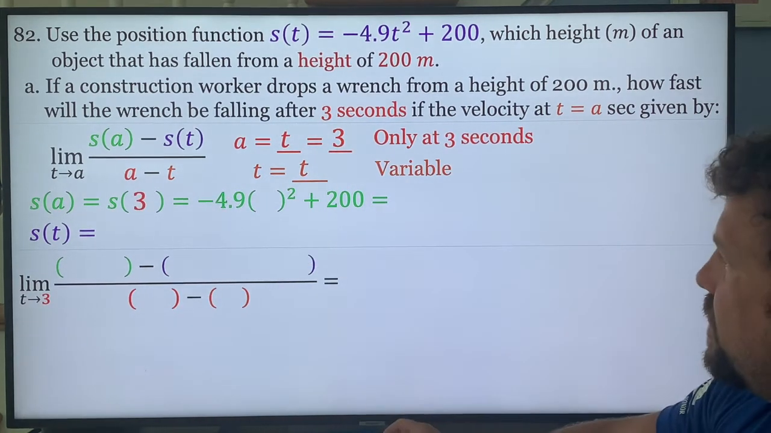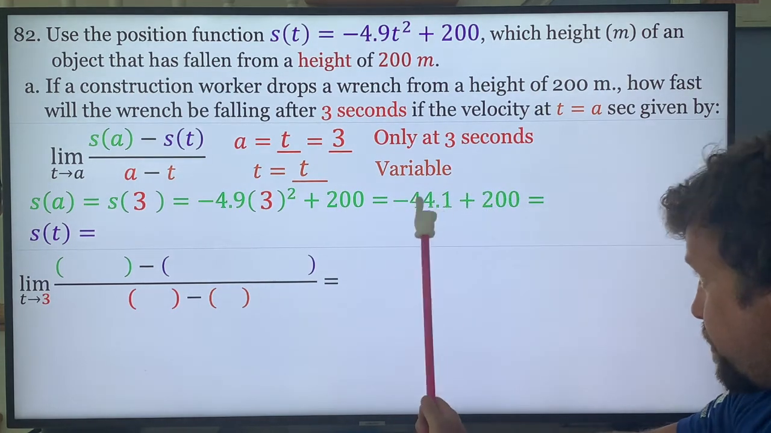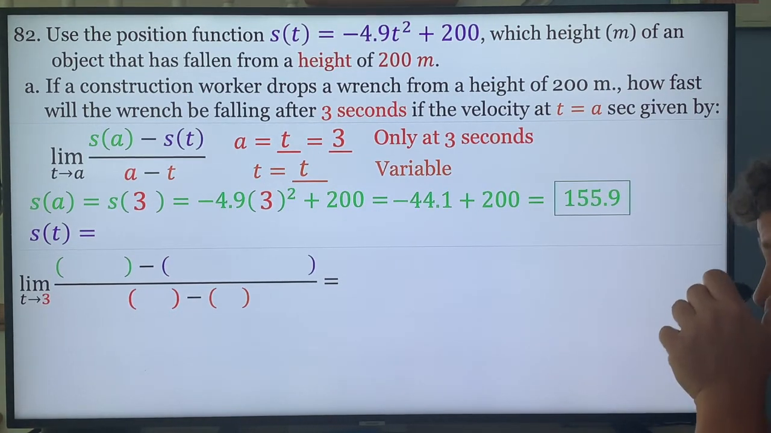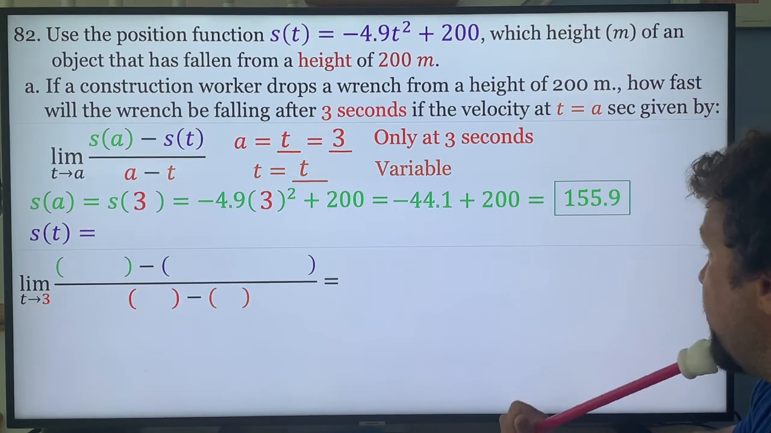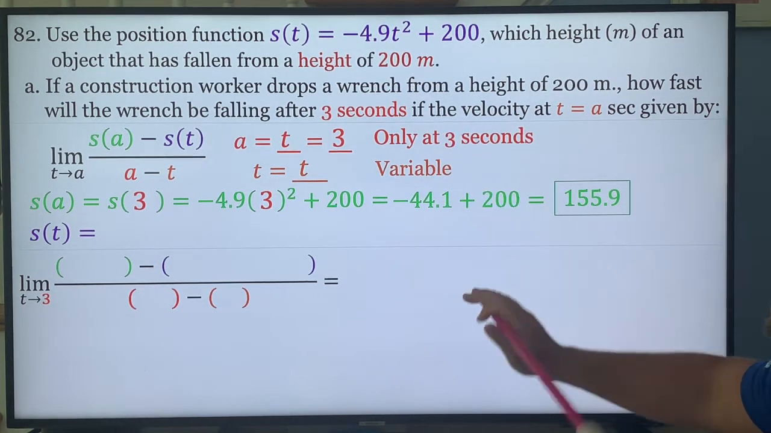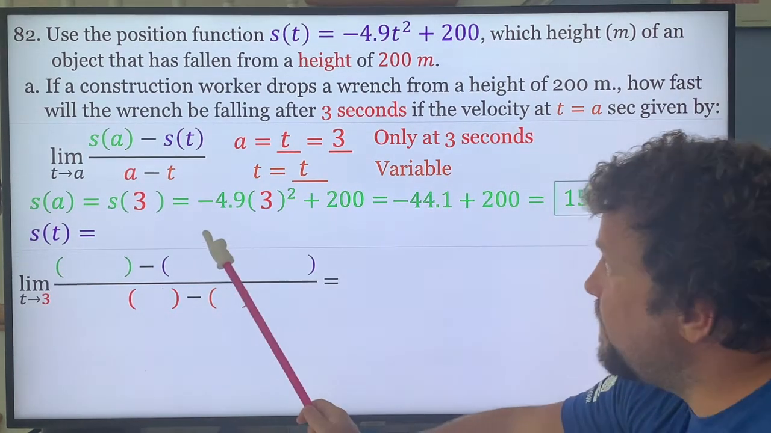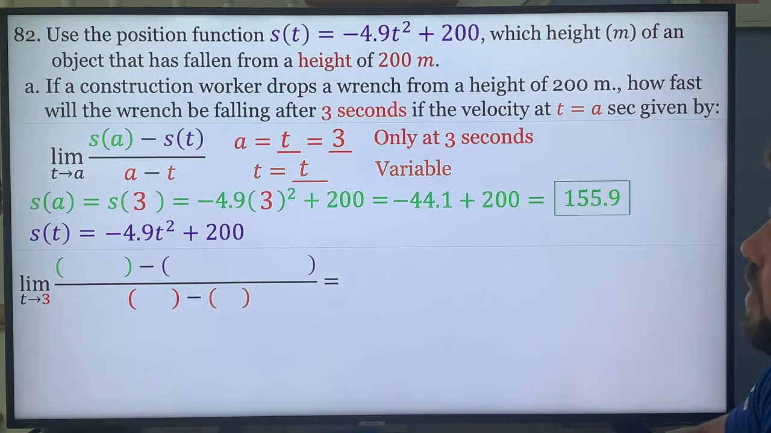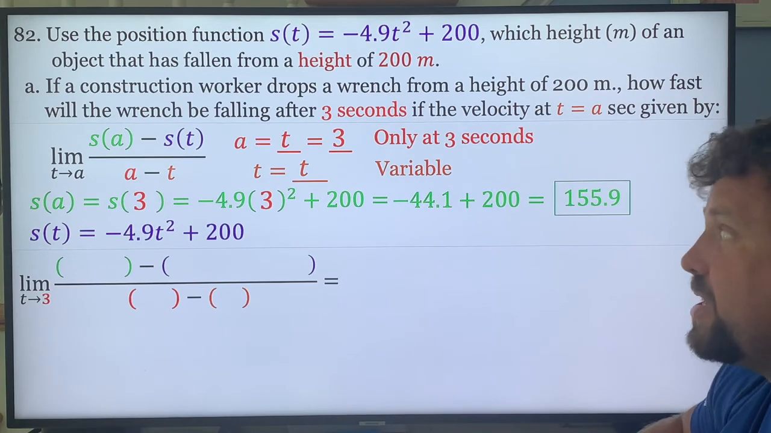Take your 3, plug it in. S of 3: 3 squared, negative 4.9 times 9 is negative 44.1, plus 200 gives 155.9. So after falling 3 seconds, it's 155.9 meters. Look at it, almost hitting the ground. This one's different, only 200 meters here. S of t, the original equation. A way to find the height is to look at the number with no variable attached. That's the initial height.